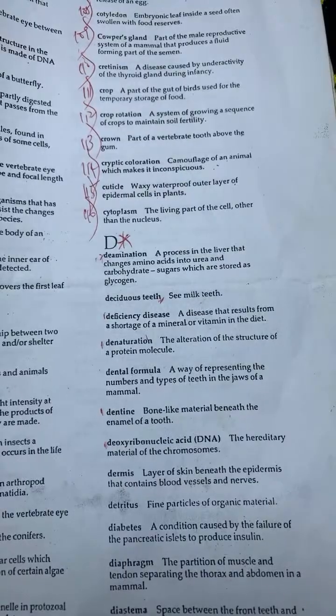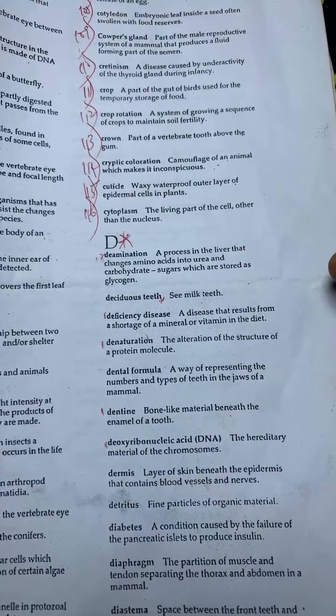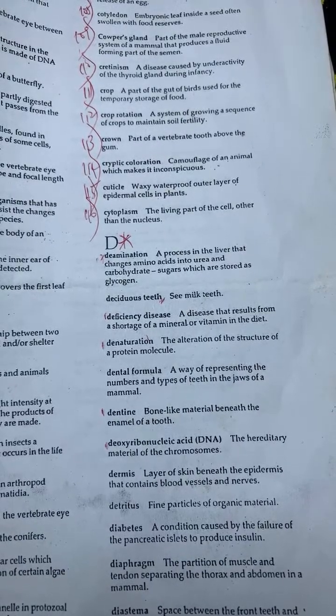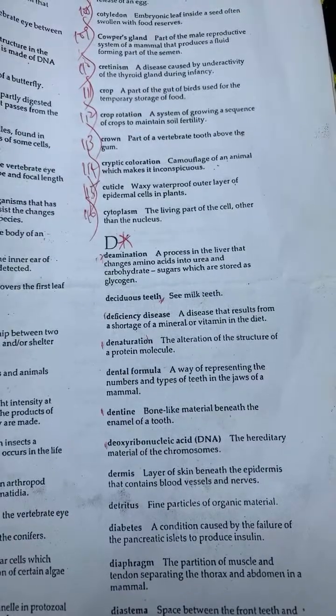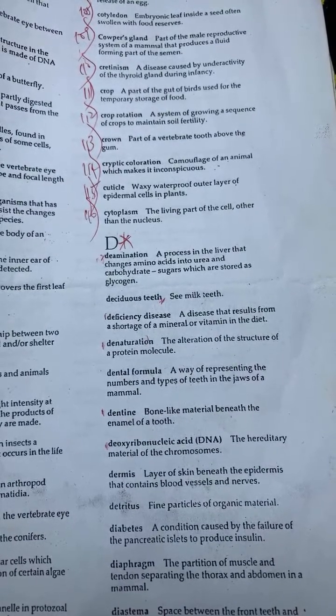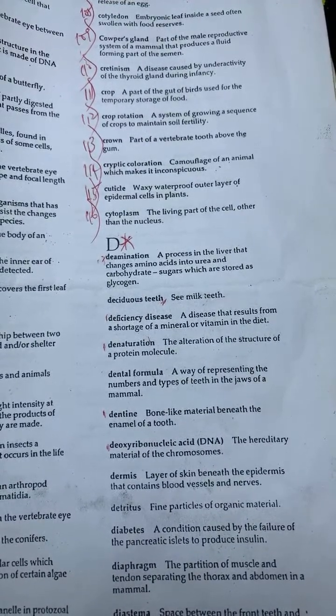Now dermis, there are layers of skin beneath the epidermis that contain blood vessels and nerves. They contain what? Blood vessels and nerves. That's dermis. They are beneath the epidermis. So that means epidermis is above them and then dermis is what? Below. All these are located in your what? In the layers of your skin.